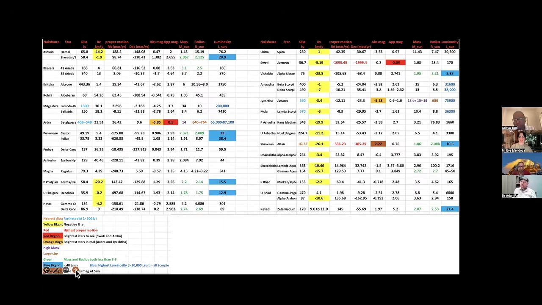So this is a table I made. I know this is like a bunch of numbers and you will be like, what is all this? There are the nakshatra, the star, and these are all properties that I'm going to talk about. Now, what are these properties? Let me give you a list.